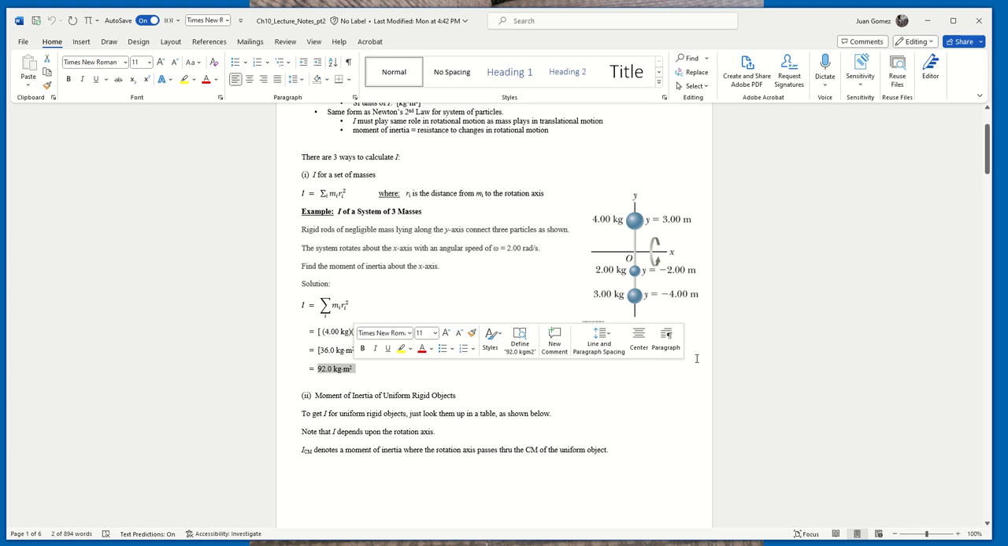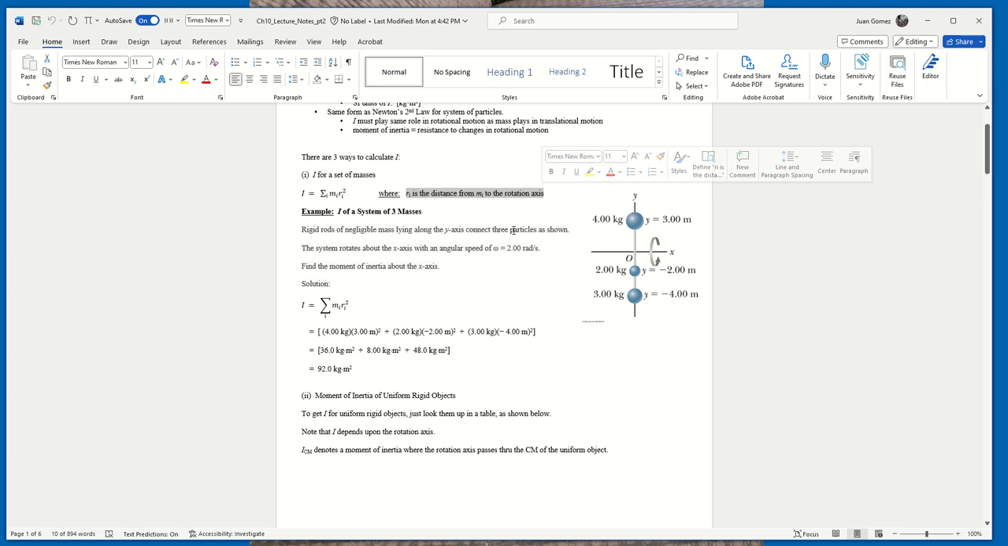Typically when you're talking about the moment of inertia of a system of masses, it's one or more masses, and they rotate relative to an axis. And the distance r_i is the distance from m_i to the rotation axis. So for a single mass at a distance r from a rotation axis, the moment of inertia is m r squared, where r, by definition, is not a radius. It's the distance from the mass to the rotation axis or to the pivot point.